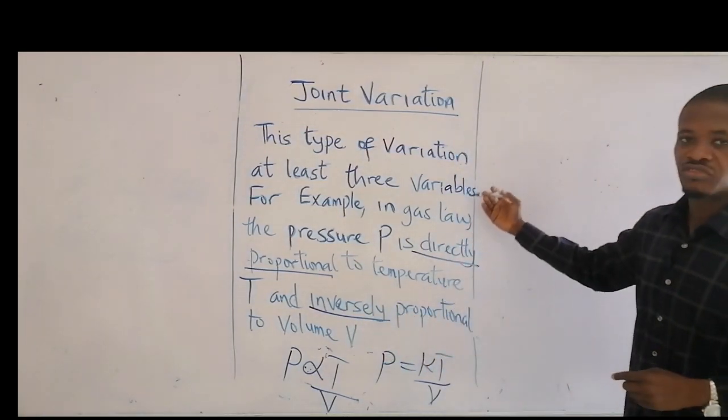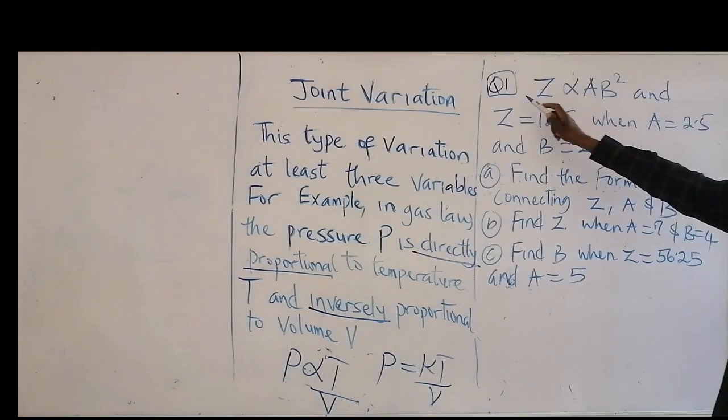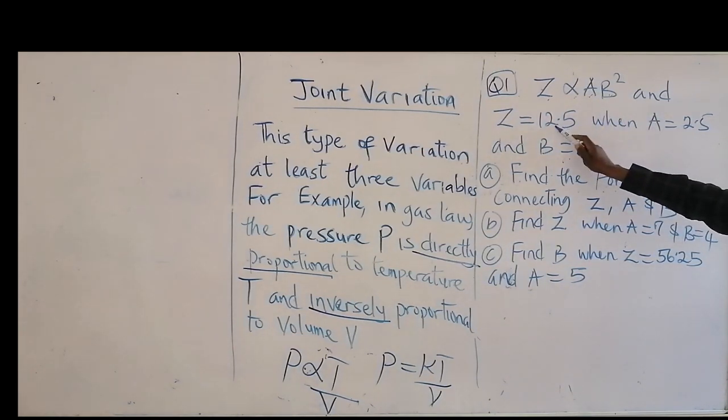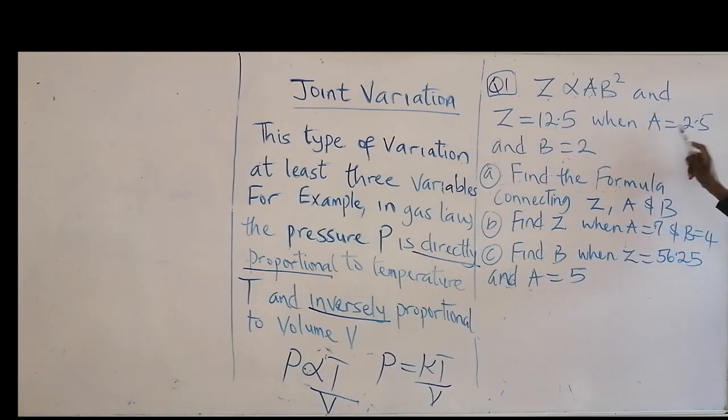So let's see applications, let's see questions. We have question 1: Z is jointly proportional to A and the square of B. Z is 2.5 when A is 2.5 and B is 2. Find the formula connecting Z, A, and B. So let's quickly go there.